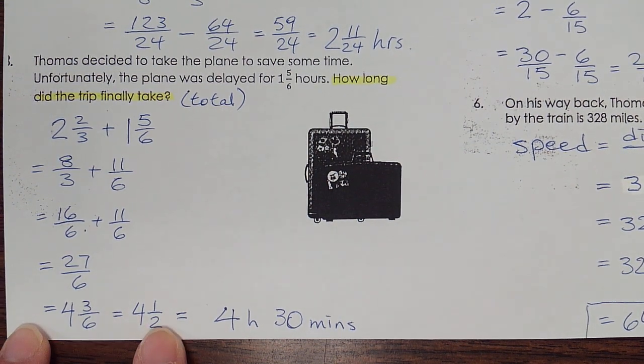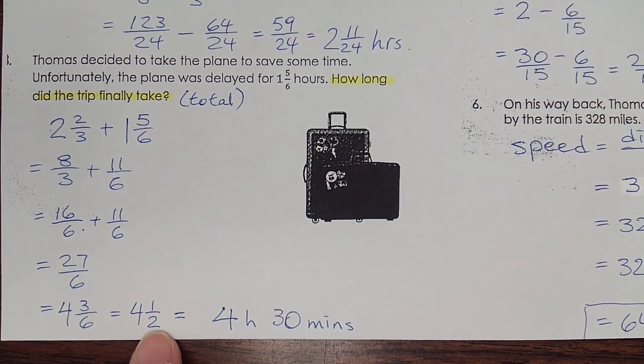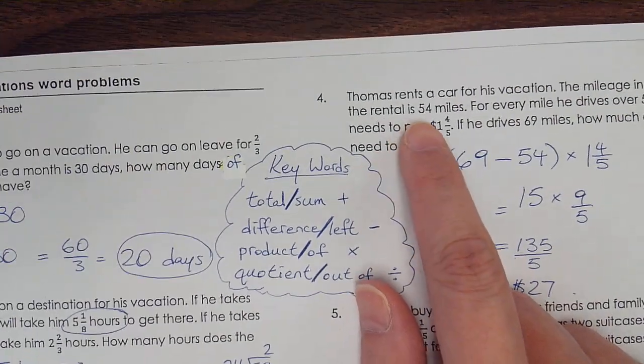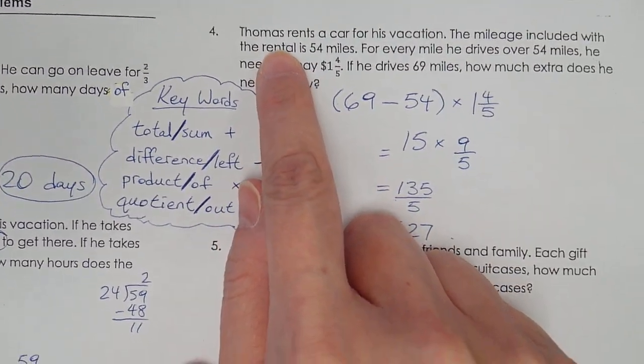Okay, so this right here, don't forget to reduce. It's 4.5 in terms of hours and minutes. That means 4 hours, 30 minutes. Number 4 right here, you have Thomas.